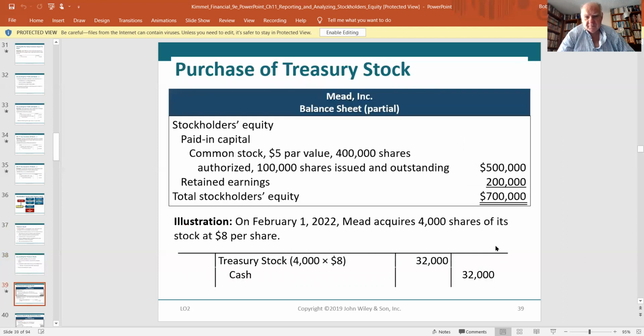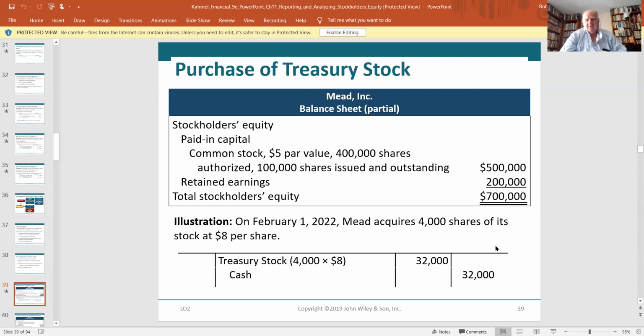So let's take a look a little bit here. They're showing you the beginning information that they have common stock of 400,000 shares outstanding at a par value of $5, and 100,000 were outstanding at that time, okay? Now, Meade acquires 4,000 of its own shares. They debit treasury stock and credit cash.